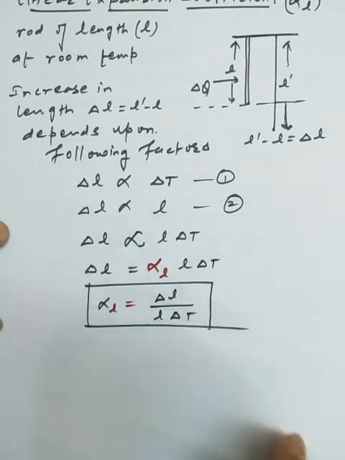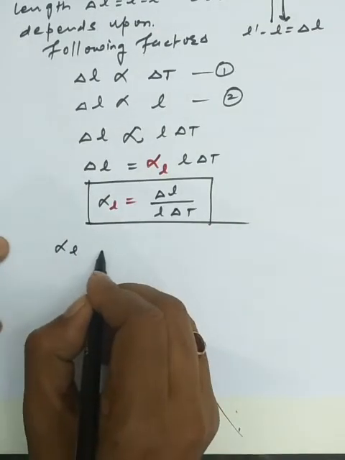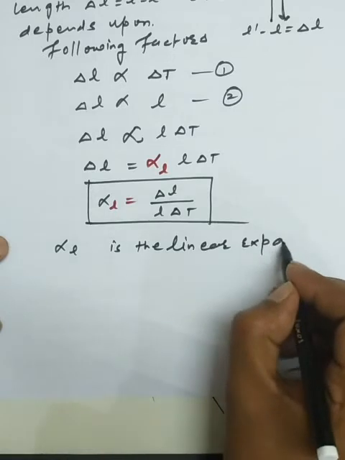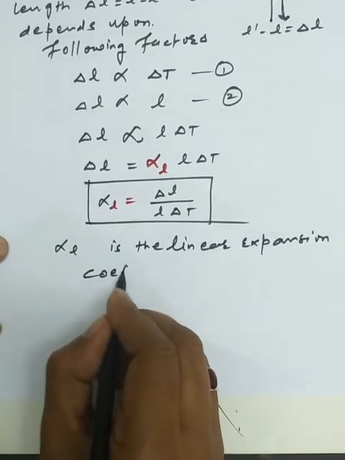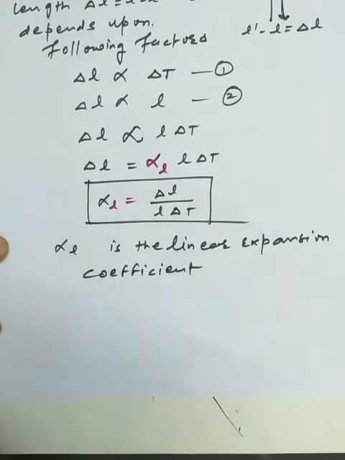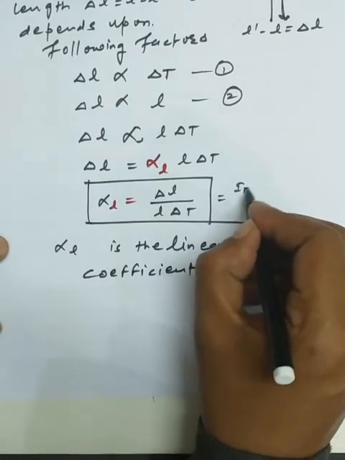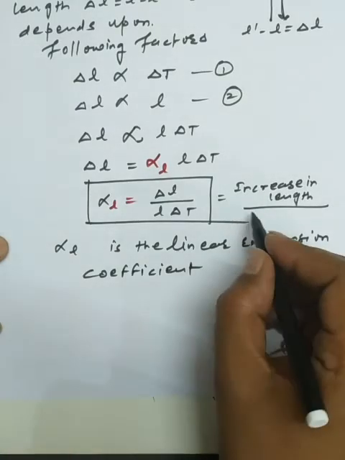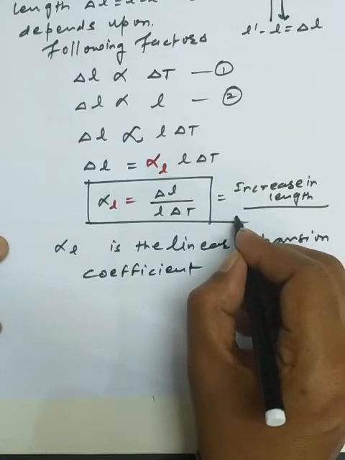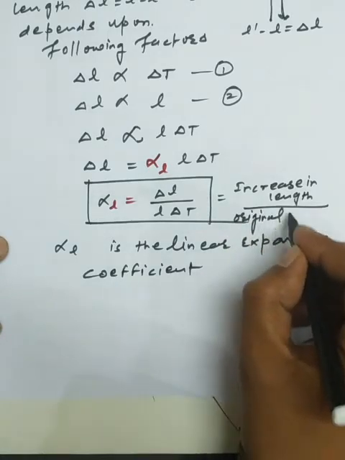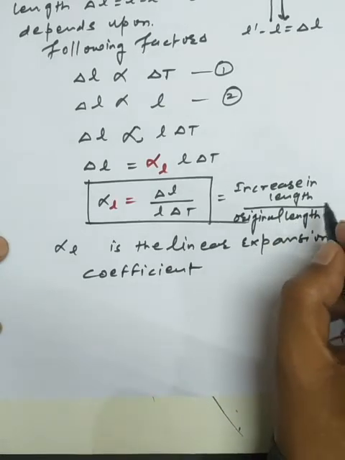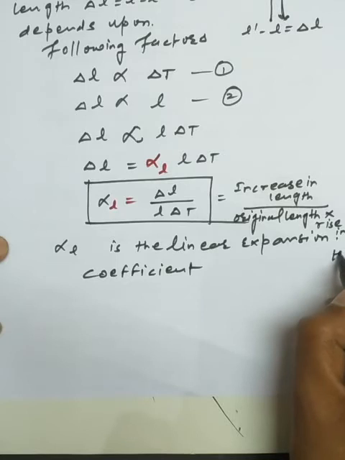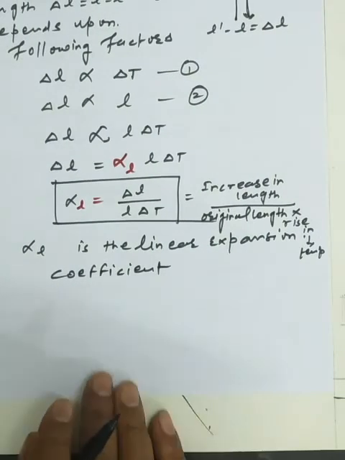So here we have alpha L, the linear expansion coefficient, equal to the increase in length divided by the original length into the rise in temperature. As we can write here, that is the rise in temperature we have.